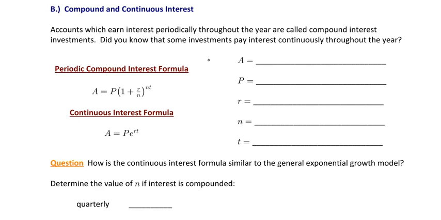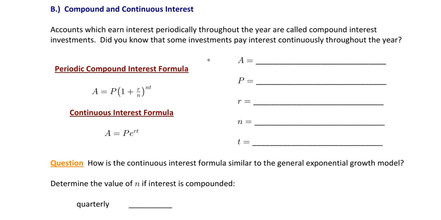Accounts which earn interest periodically throughout the year are called compound interest investments. Now recall, a simple interest investment is one in which you receive interest once per year. So a compound interest investment, you receive interest multiple times per year. Did you know that there's another type of interest? That is, some investments pay interest continuously throughout the year. That requires a completely different formula.